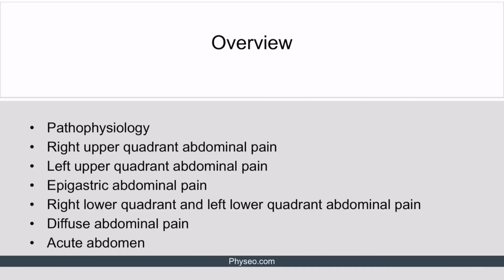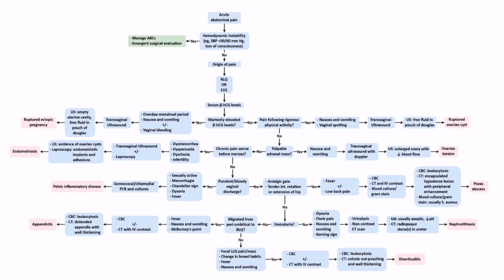Let's move on to etiologies of right lower quadrant and left lower quadrant abdominal pain. The following etiologies can either present with right lower quadrant pain or left lower quadrant pain, but we will note the ones that tend to gravitate towards a certain area more than the other.